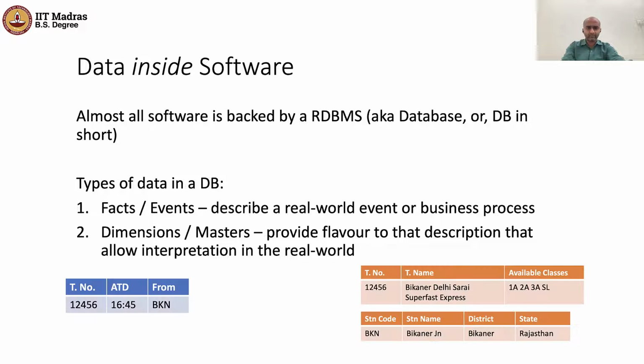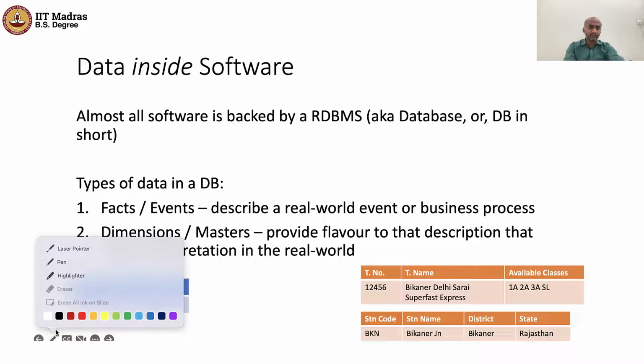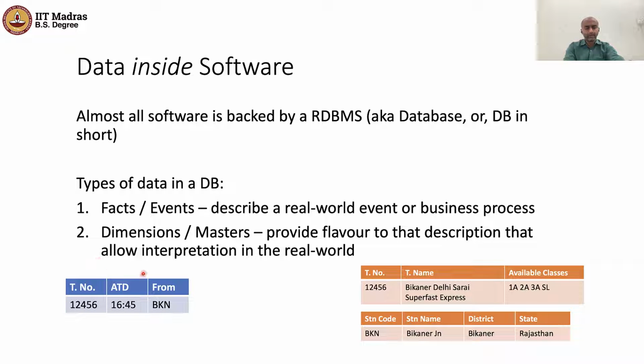Let's take a proper example. I've tried to denote the fact with this blue rectangle, or a blue table, sorry, and then the dimensions. There are two dimensions actually. Both of those are in orange color. So let's take a look at the fact itself. So we've seen train number 12456, actual time of departure from Bikaner Junction is 4:45 p.m. So that's a fact, that's an event, right?